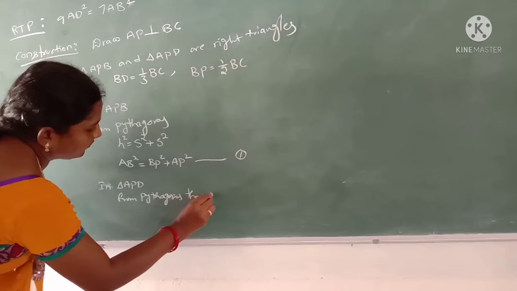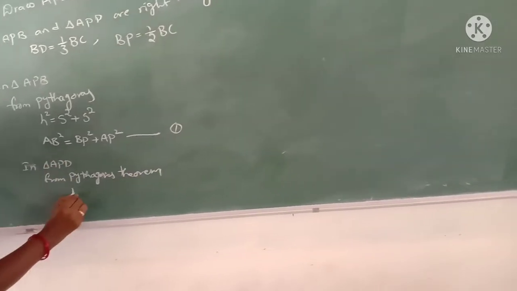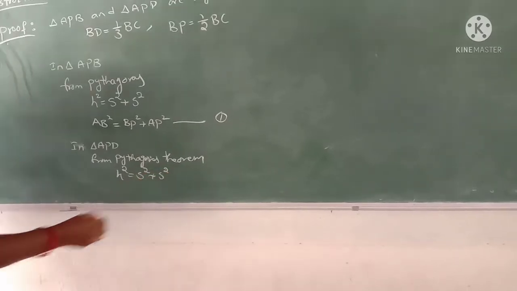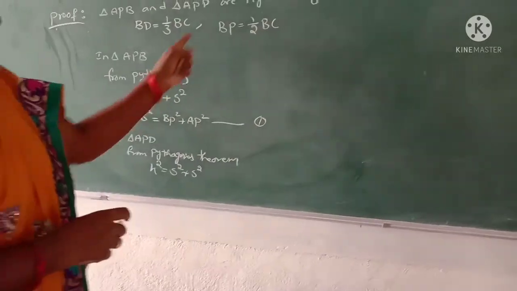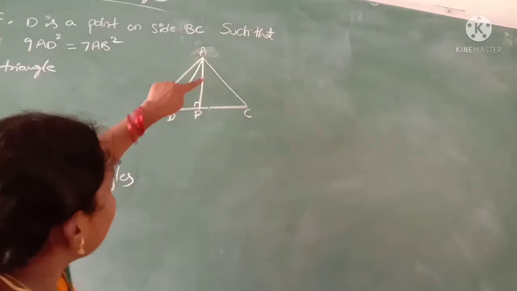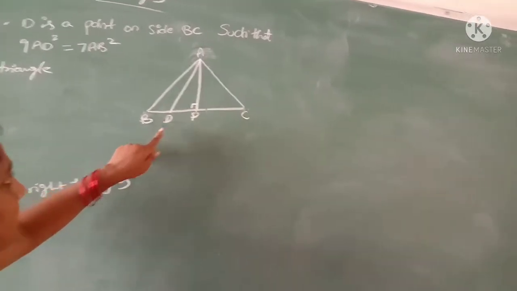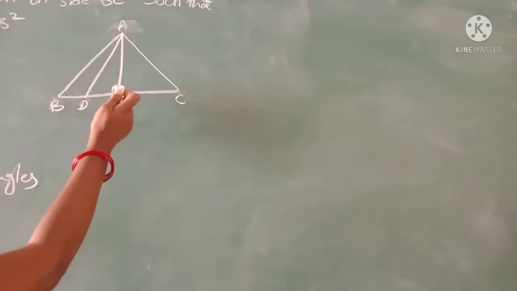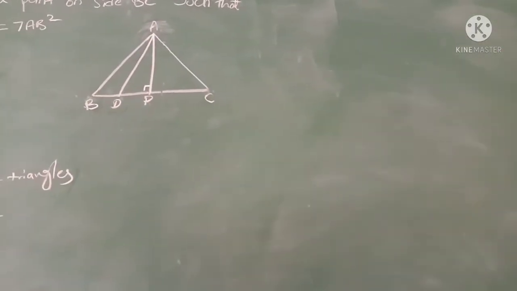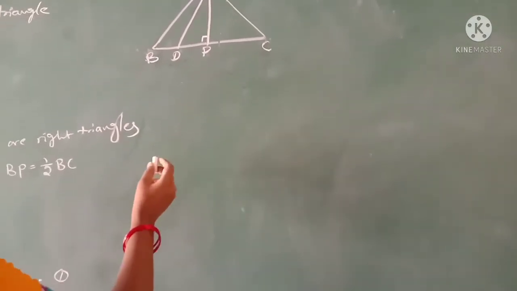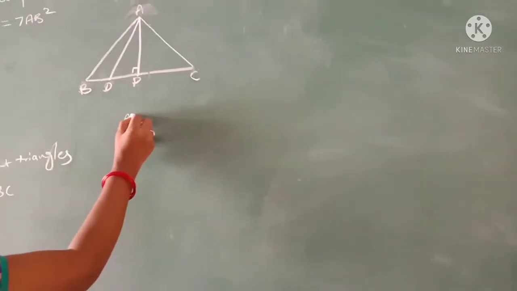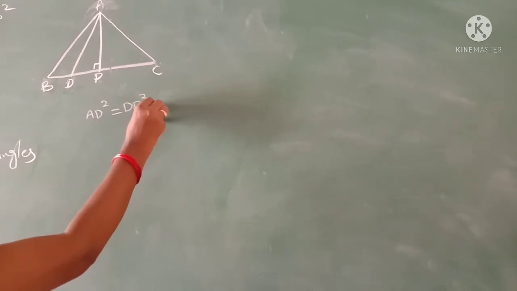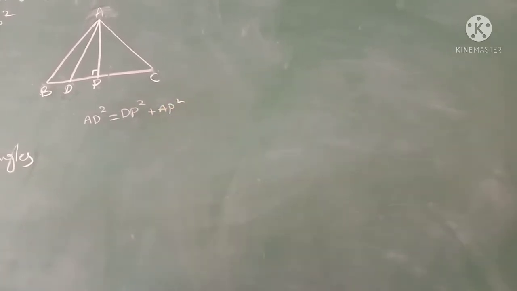Pythagoras theorem. What is the Pythagoras theorem? Hypotenuse square equal to side square plus side square. So here in the picture, APD is a right triangle. AD is the hypotenuse, and DP and AP are the other two sides. We substitute into the theorem: hypotenuse AD square equal to DP square plus AP square.